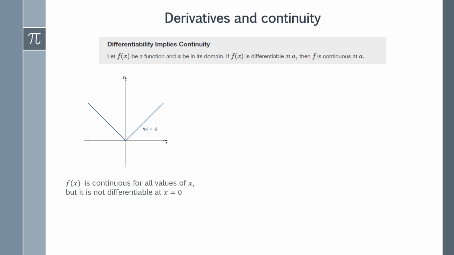First, let's take a look at the following graph. Here, I have a graph of the absolute value function, and it is fairly easy to confirm that this function is continuous for all values of x. We can see it from the graph. We could also apply the 3 conditions of continuity for each point, and we will see that those conditions are satisfied. However, f is not differentiable at x is equal to 0. Just this sharp corner right over here for x is equal to 0, the derivative does not exist.